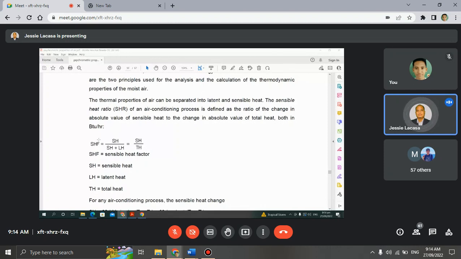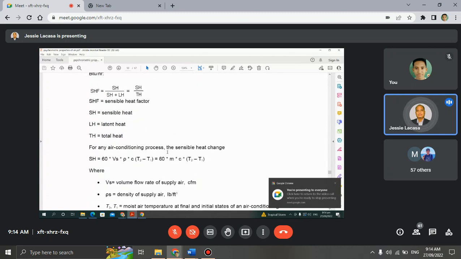So sensible heat ratio or sensible heat factor is equal to the sensible heat over the sensible heat plus the latent heat. So sensible heat plus latent heat is the total heat.